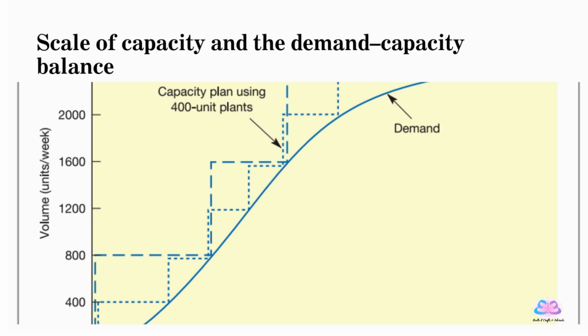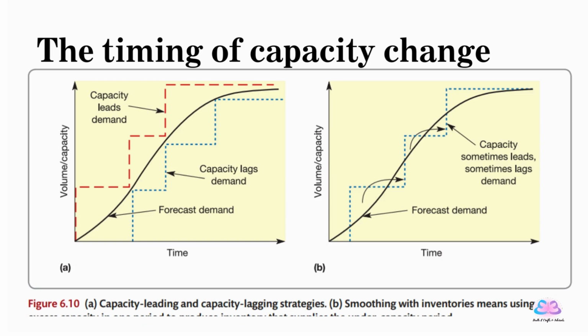Overcapacity means low capacity utilization, which in turn means higher unit cost. If the company builds smaller plants, say 400 unit plants, there will still be overcapacity, but to a lesser extent, which means higher capacity utilization and possibly lower cost.